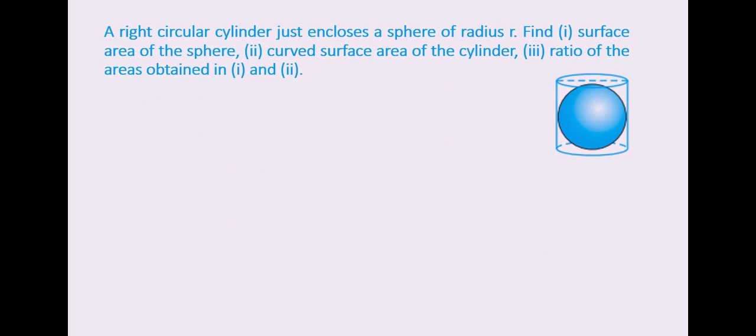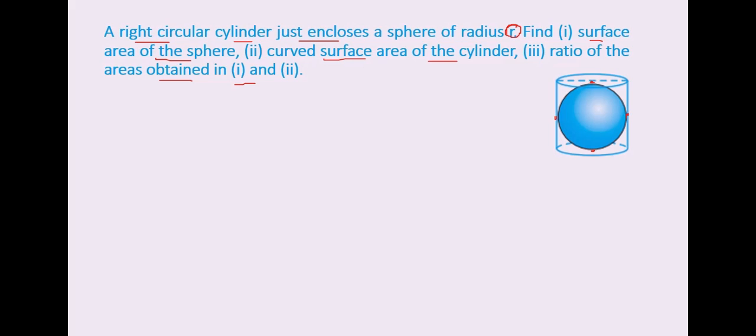Now the next sum we have is a good one. Now we are taking the sphere and the cylinder. A right circular cylinder just encloses the sphere. What does just encloses mean? It means when you put the sphere inside, it is touching the cylinder from all sides. So you have to find the surface area of the sphere, the curved surface area of the cylinder, and the ratio obtained. Now there is no measurement, you only said it has a radius r. So what do you have to find first?